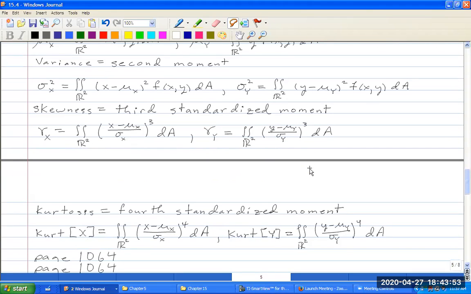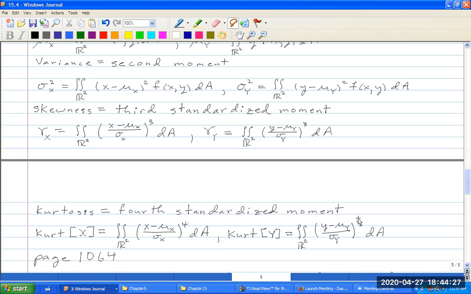The kurtosis is the fourth standardized moment. So the kurtosis of the random variable x is just the integral of x minus mu sub x over sigma sub x to the fourth. The kurtosis of the random variable y is just the integral of y minus mu sub y over sigma sub y quantity to the fourth. So let's do some examples.